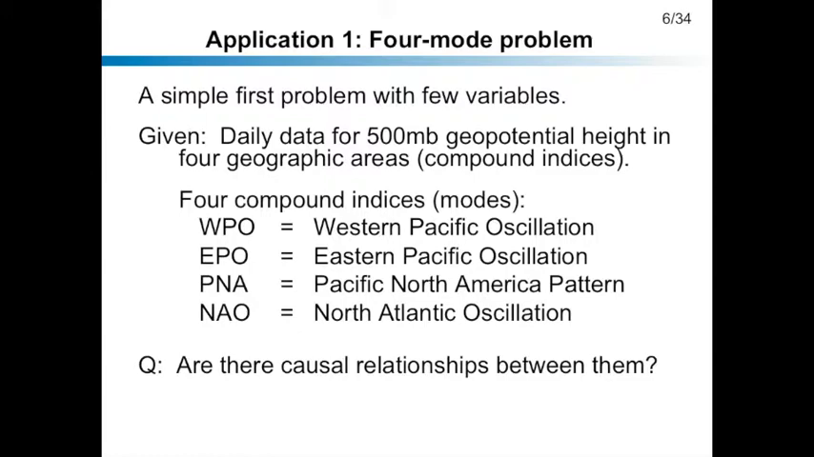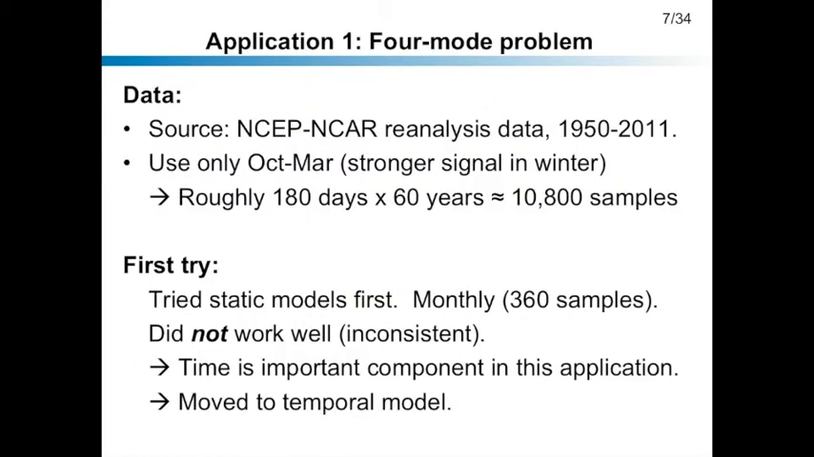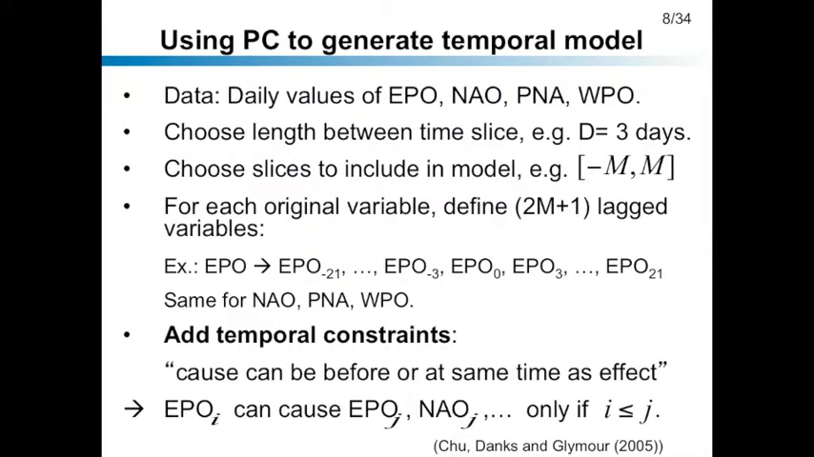Now the first model we tried was actually a static model. In static models, you can't use the daily data because there's just too much noise in there. So usually climate scientists use monthly data, and all of a sudden you're down to just 360 samples, which really isn't a lot. And not surprisingly, it did not work out very well. Our models basically, if we changed alpha, the significance level in the PC algorithm, we got inconsistent switching directions and stuff like that. We just realized in general, time is a very important component, and we get a much better model if we move to a temporal model.